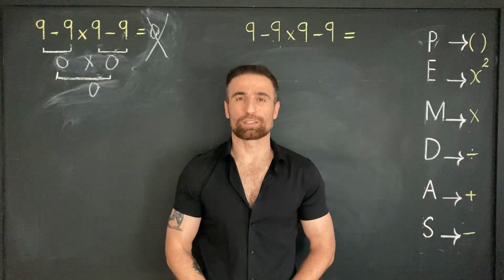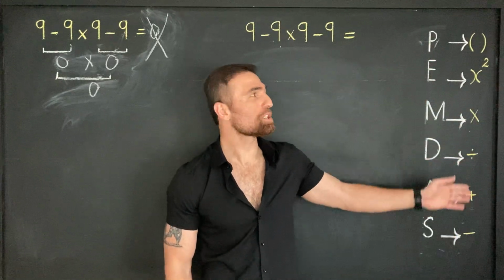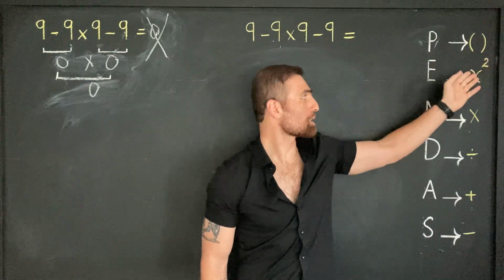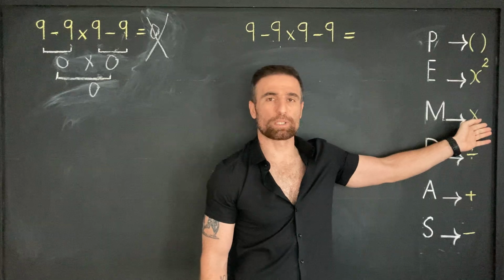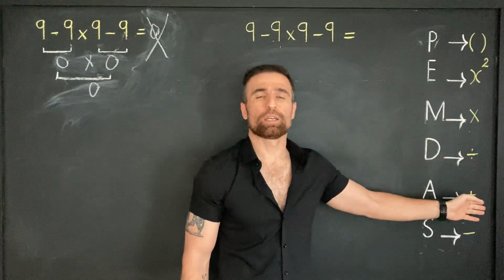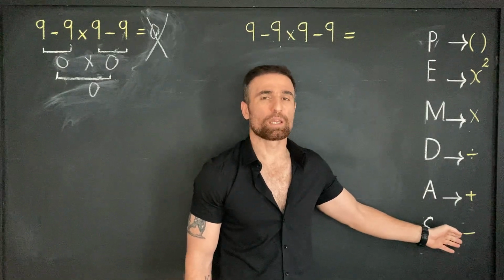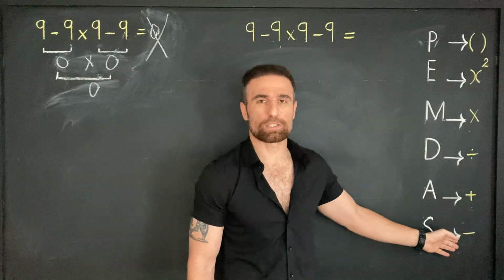order of operation. The order of operation can be remembered by PEMDAS. Each letter stands for different operation. P stands for parentheses, E stands for exponent, M stands for multiplication, D stands for division, A stands for addition, finally S stands for subtraction. According to this rule, we need to start multiplication before subtraction.